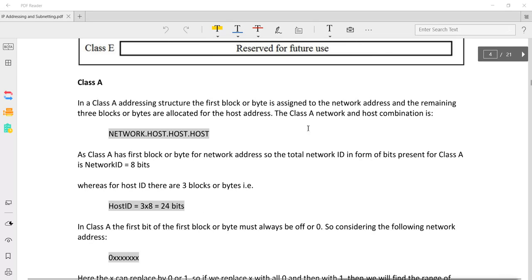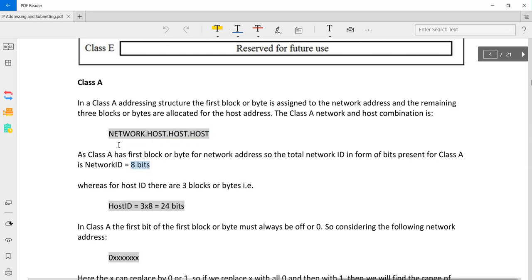So the class A network and host combination is like this: the first 8 bits are network and the rest of the bits are host. So this is network dot host dot host dot host. Now class A has the first block or byte for the network address, so the total network ID in the form of bits present for class A is 8 bits.